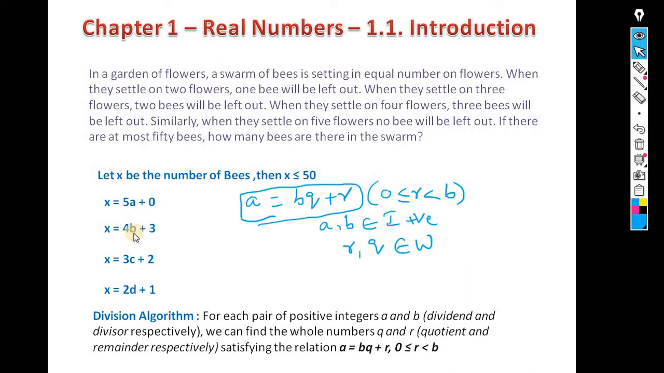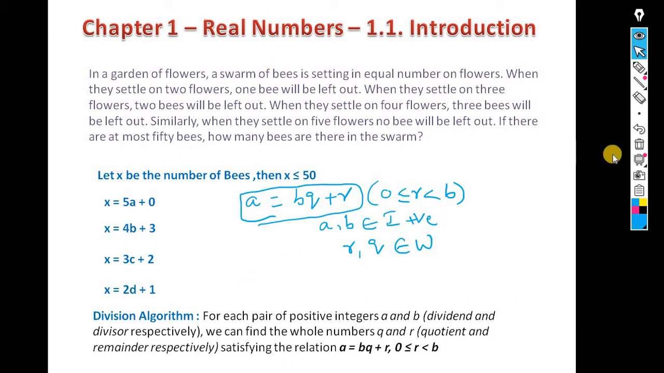Here 3 is always less than 4, 2 is always less than 3, 1 is always less than 2. So this is satisfying this condition, and also A is equal to BQ plus R format. So this is how you will be able to understand the division algorithm.